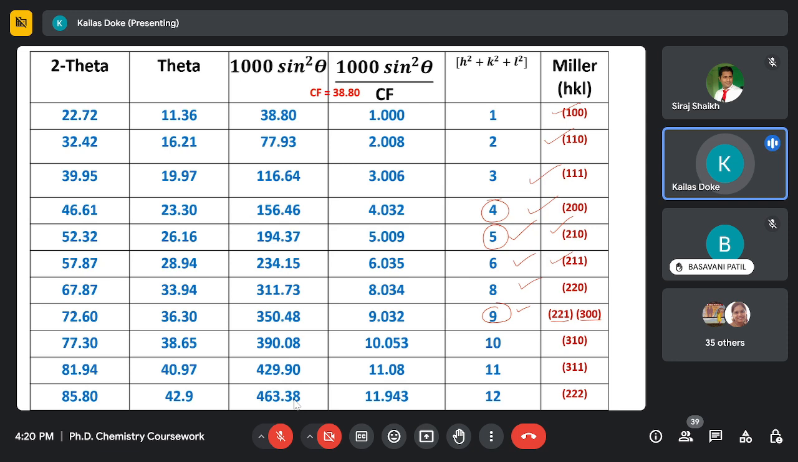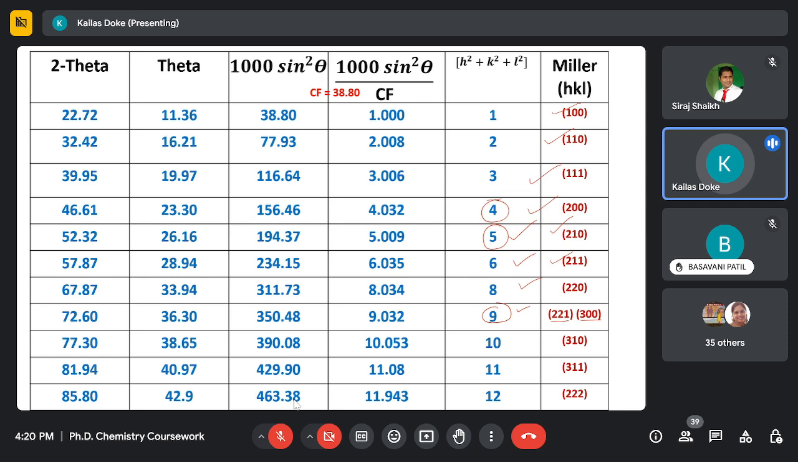So this much calculation you have to do if you get an XRD pattern without indices, and if it is cubic, of course. If it is non-cubic, then the mathematical calculations will be different. So after getting this pattern 1, 2, 3, 4, 5, 6, 8, 9, 10, 11, we determine what type of lattice is there in the cubic system, whether it is simple, body centered, or face centered.